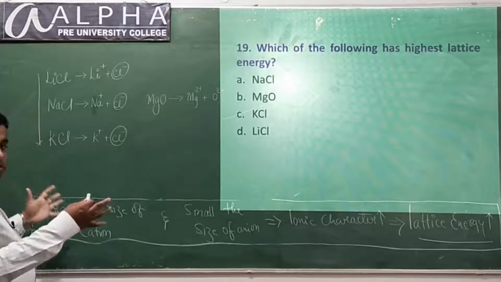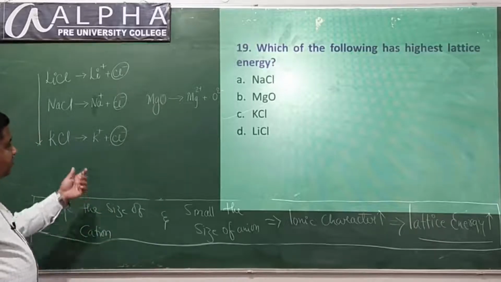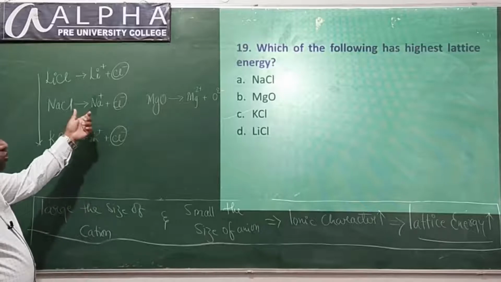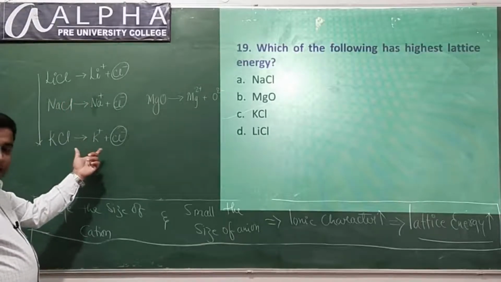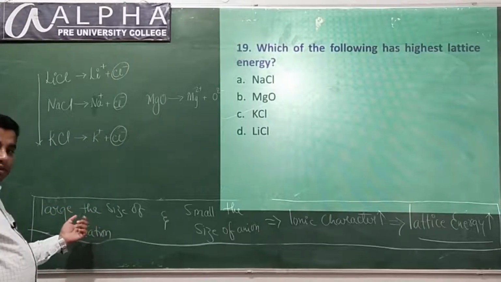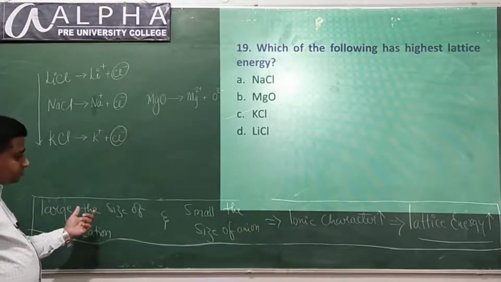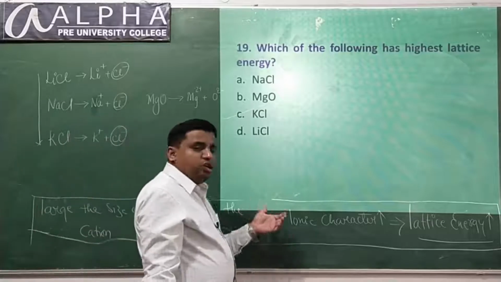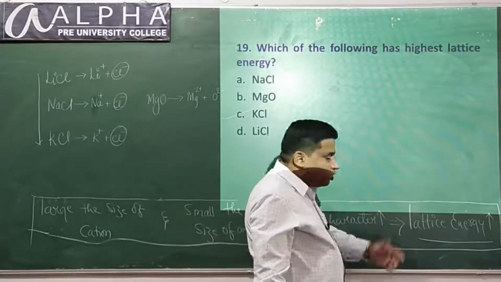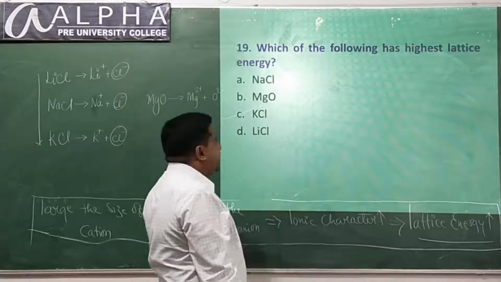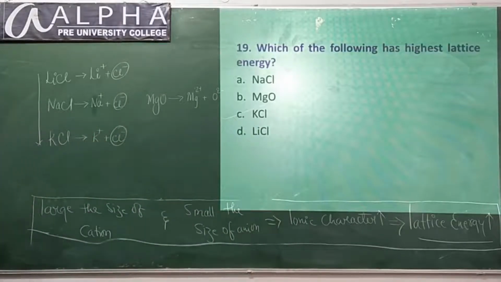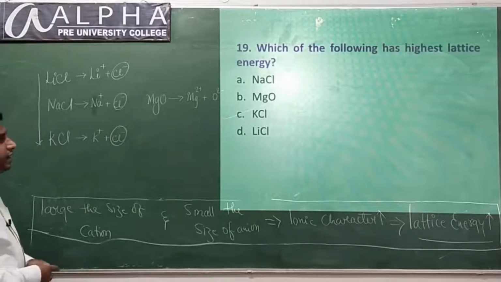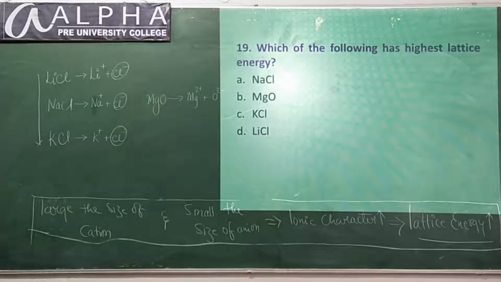Because as we go down the group, ionic size increases. That means potassium ion is bigger than sodium ion, and sodium ion is bigger than lithium ion. So larger the size of cation, smaller the size of anion, more will be the ionic character. More the ionic character, more is the lattice energy. Hence the lattice energy is maximum for potassium chloride. Is that simple?